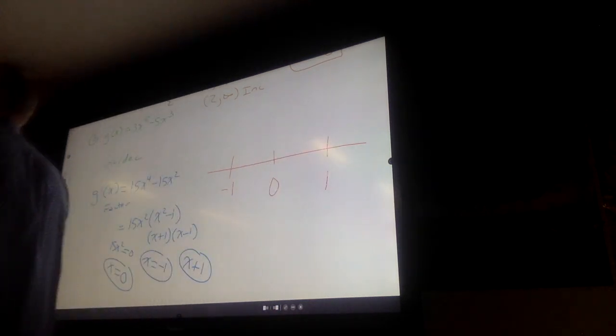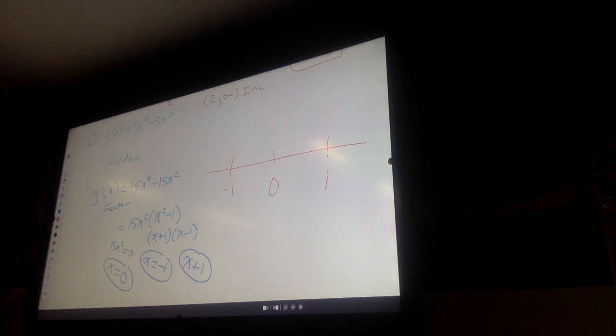Okay, we want to see where this graph is increasing or decreasing. Those values are important points. That's where the derivative is equal to 0. That means something is taking place on our original graph, whether it's a max, a min, or a point of inflection. But we don't know yet. So we can do the same thing we just did.